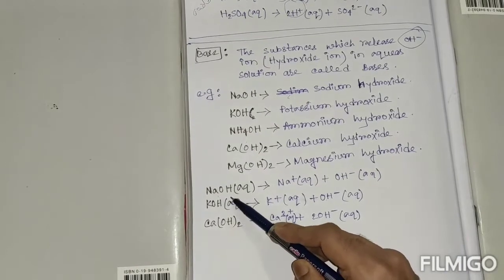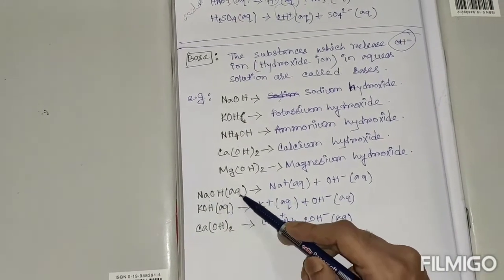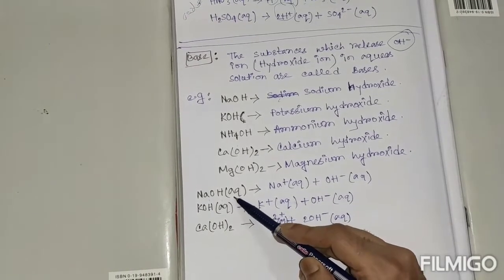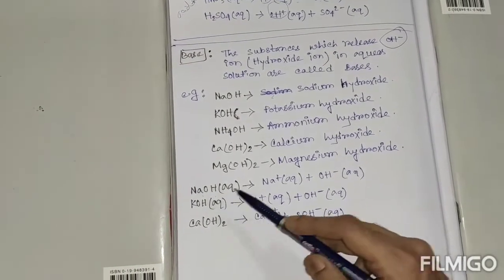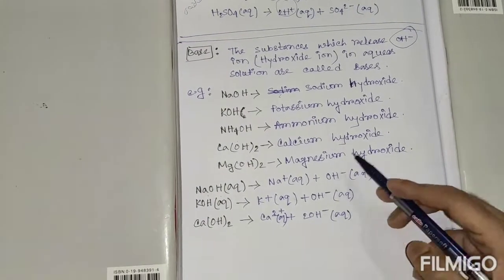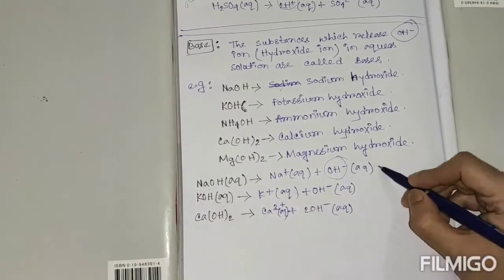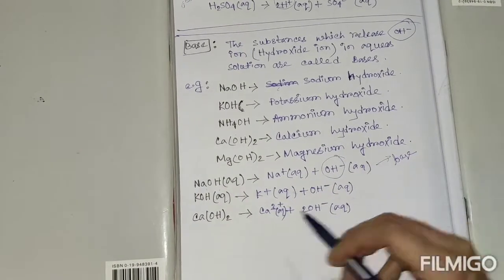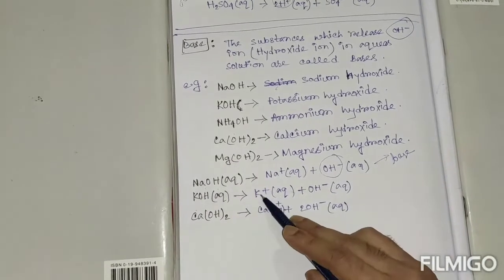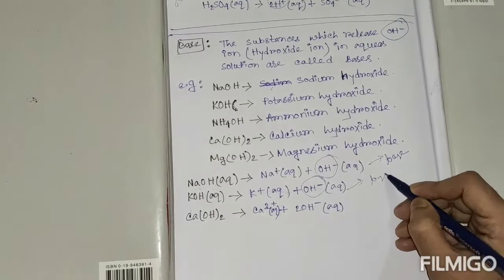Now first one, NaOH, sodium hydroxide. When sodium hydroxide is mixed with water, that means aqua, so we will write in bracket aqua, AQ. It will dissociate into Na+ plus OH-. So as it releases OH- ion, it behaves as base. So it is a base. Similarly KOH, it will dissociate into K+ plus OH-. Here also we are getting OH-. So it is also a base.